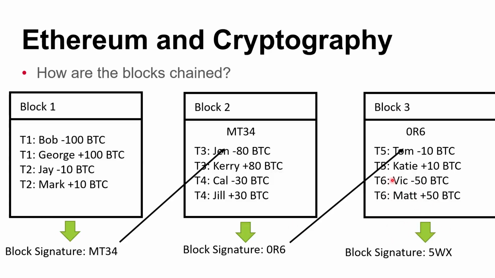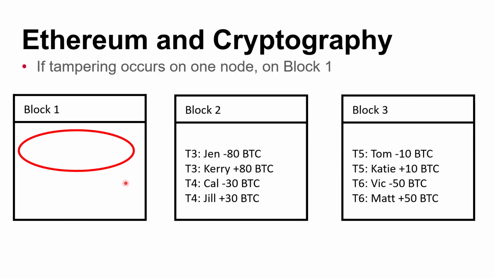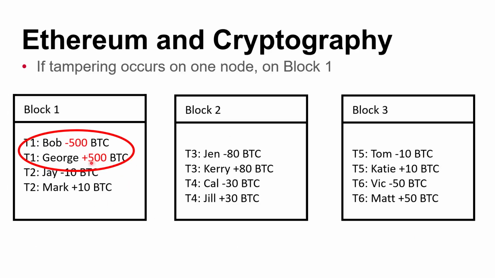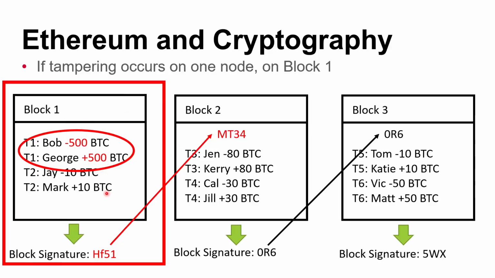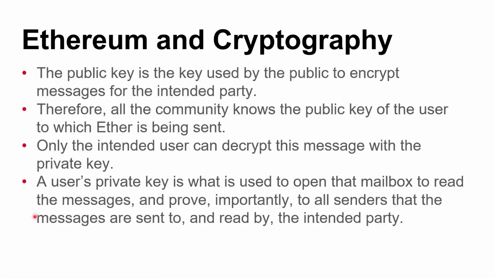chained together. So if there was any tampering with, say, this block right here, if somebody thought George deserves 500 Bitcoin, if we see something like this, the hash will change and it will no longer be chained to the next block. And this will become apparent, and once this is detected, it can be overwritten with the correct data.